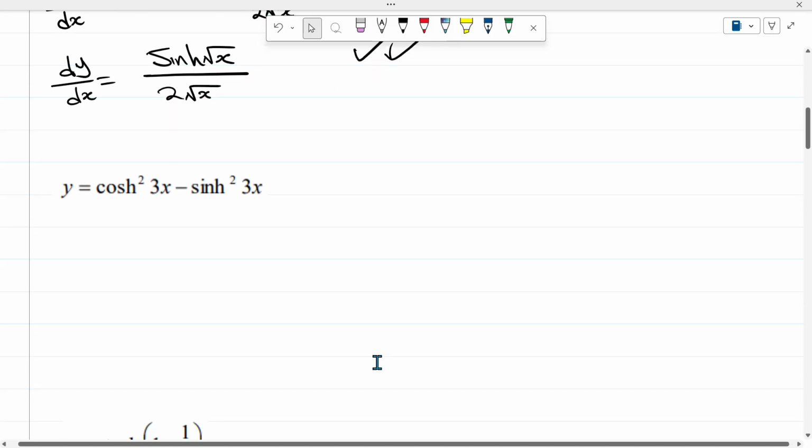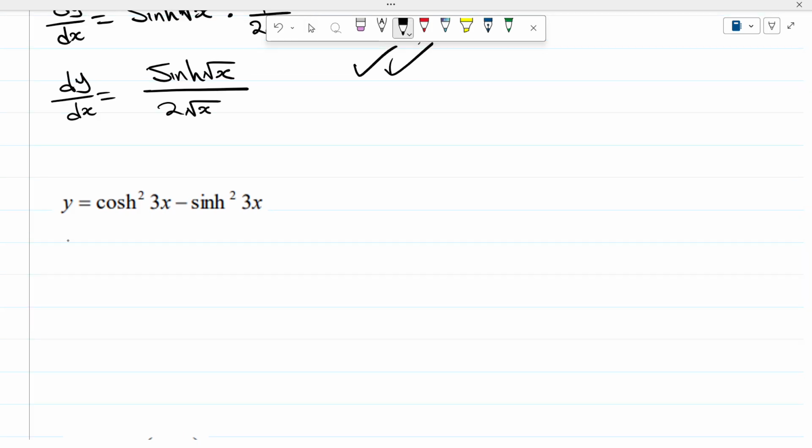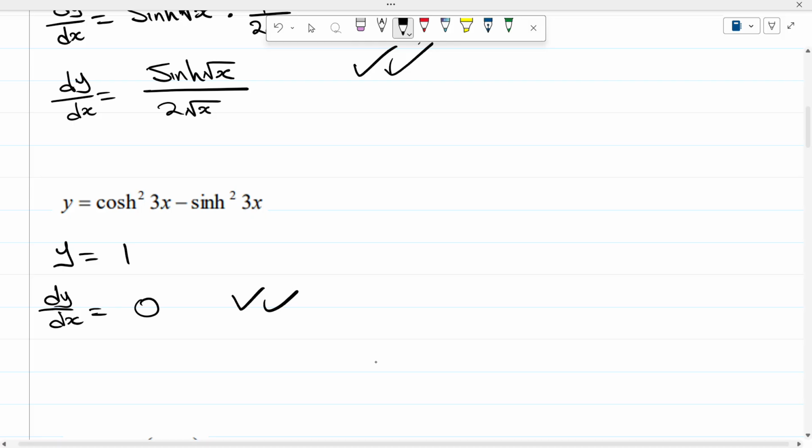Okay, we've got another one here. This is just the identity of hyperbolic functions, whereby hyperbolic cos squared of 3x minus hyperbolic sine squared of 3x is equal to 1. So we can just apply the identity and then it becomes simple like that. When we differentiate it, dy/dx will be the derivative of the constant 1, which is 0. And then yeah, that's going to be your answer.